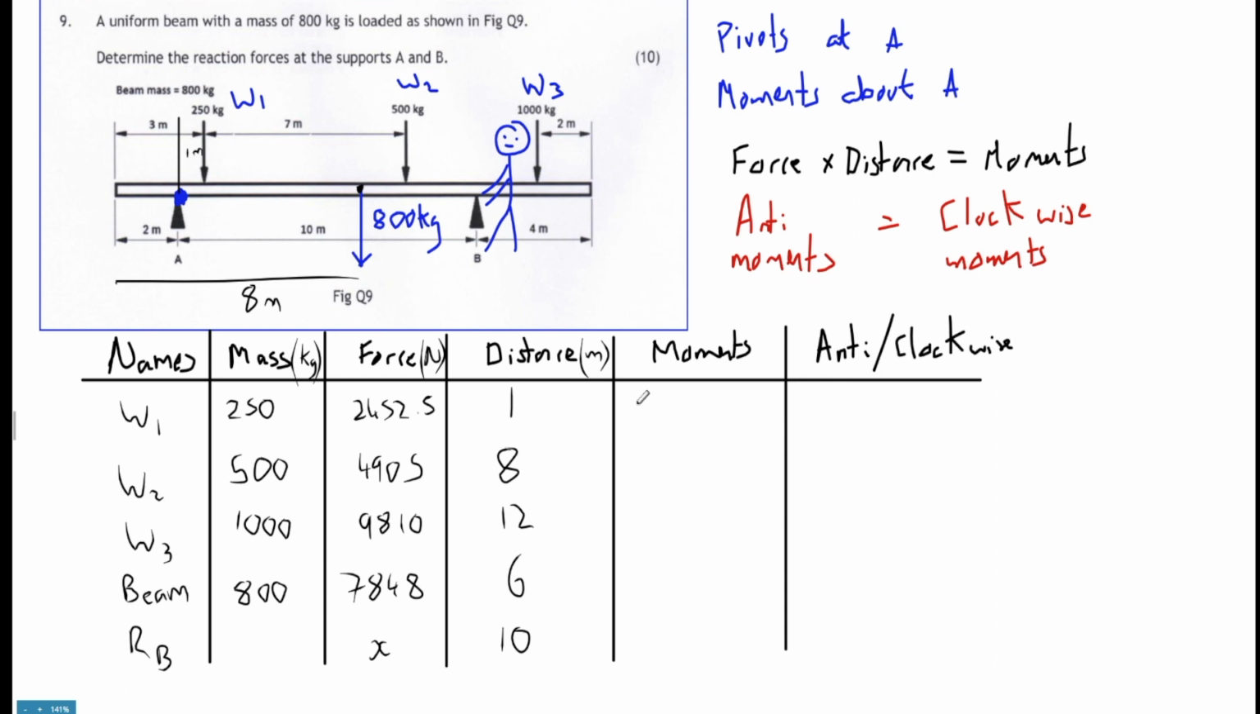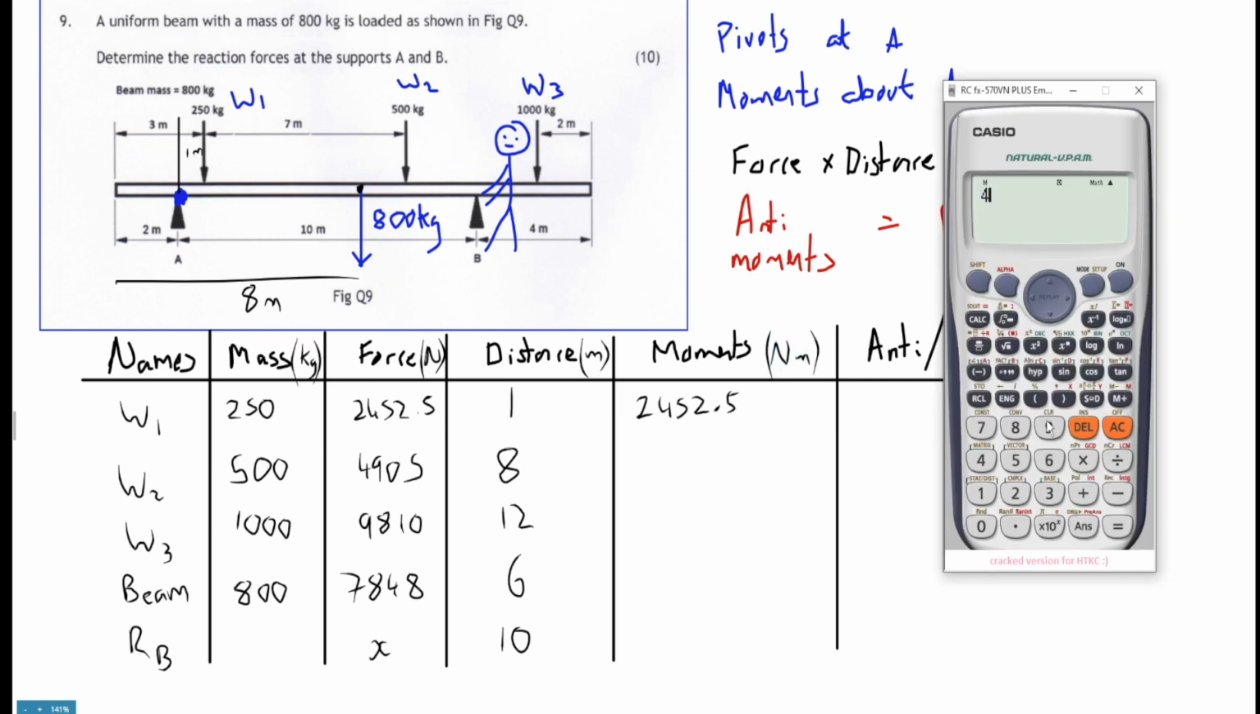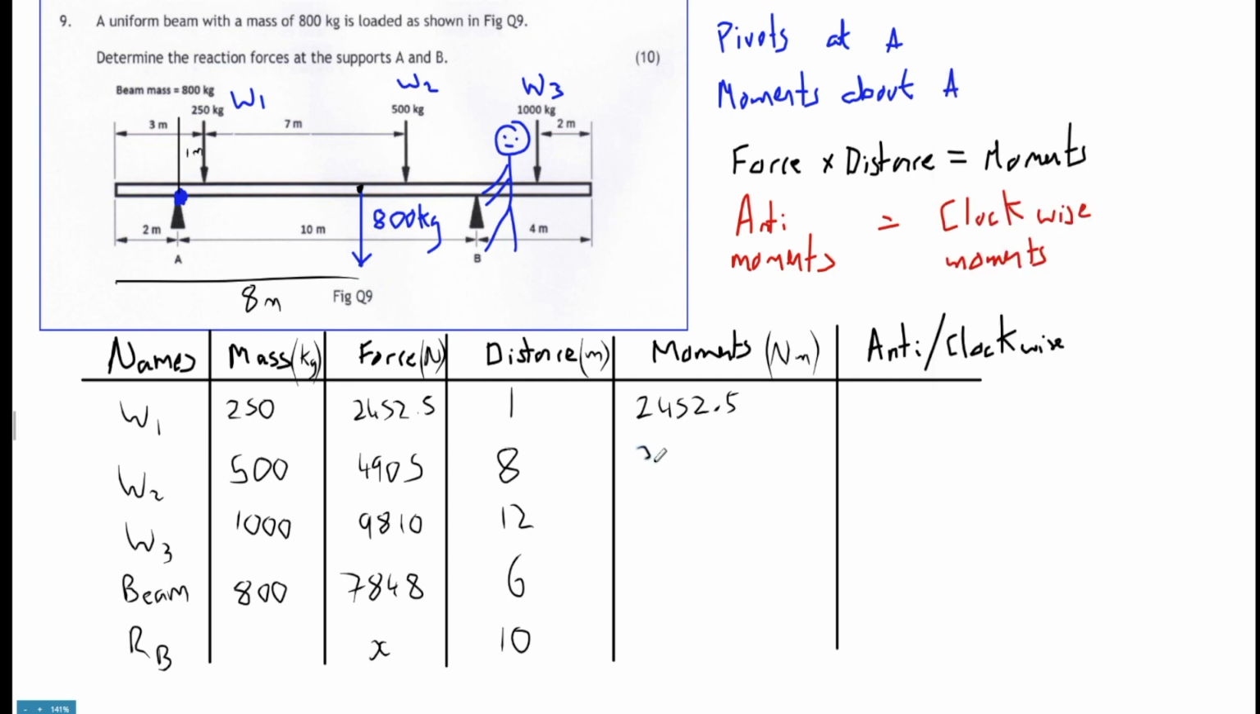Oh, that's easy. That's going to be 2.45. The moments, if you want to know the units, are going to be in Newton meters. So let's put them in there. Newton meters, right? Multiply the next one across. That's going to be 490.5 times by 8, which is equal to 3924.0. And we go to the next one.